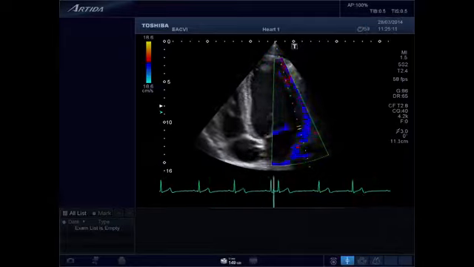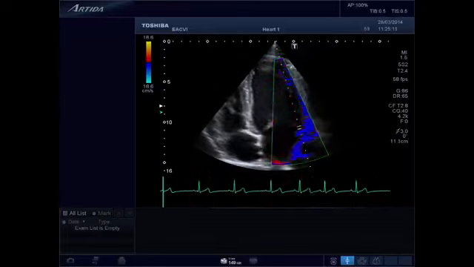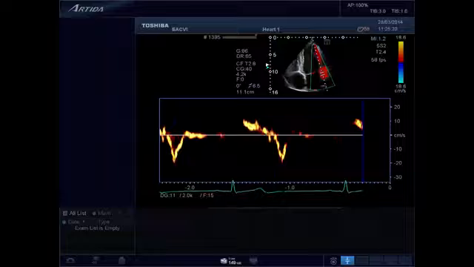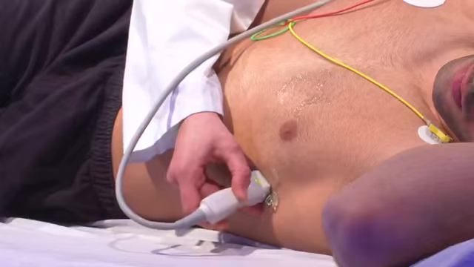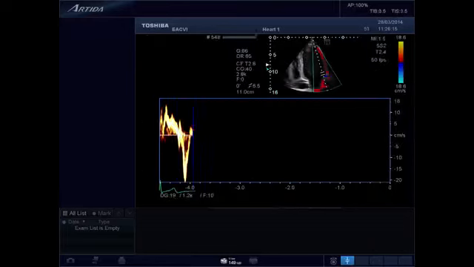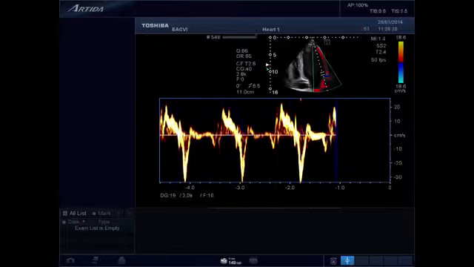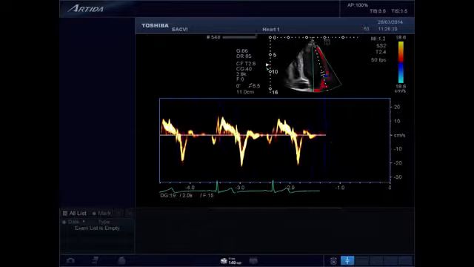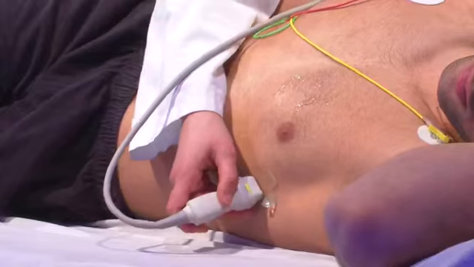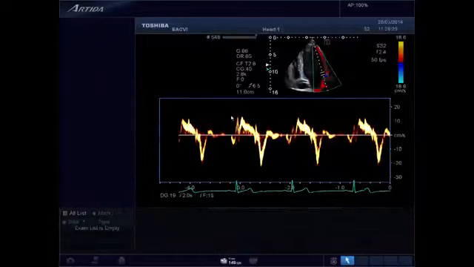So I'm putting the sample volume at the mitral annulus, and I am starting the pulse wave modality. So I'm trying to be parallel to the movement of the wall. And you can see here the velocities of the mitral annulus. So here is the peak of the isovolumic contraction. Here is the systolic velocity. Here is the peak of the isovolumic relaxation time. And here is the E prime velocity, which is the early diastolic velocity, and the A prime velocity.